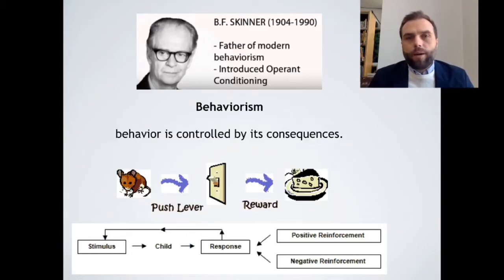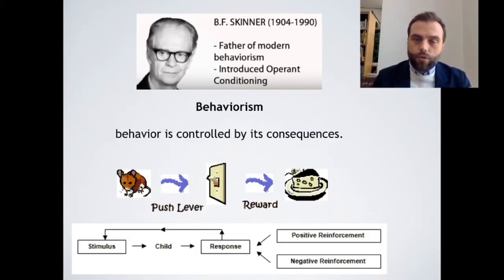This is about behaviorism. Skinner was one of the people who developed this. He's called the father of modern behaviorism, and he introduced this idea of operant conditioning, which is basically conditioning people or animals to do things. It doesn't sound very nice when you talk about it like that, but you can see the table below. The mouse pushes the lever and then they get a reward. So this is conditioning the mouse to do something.